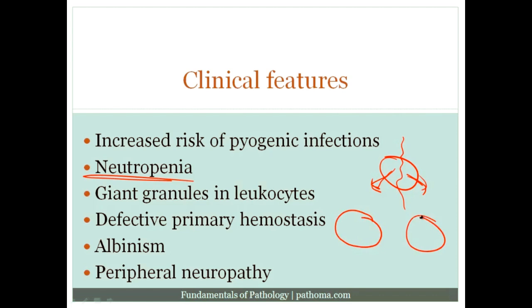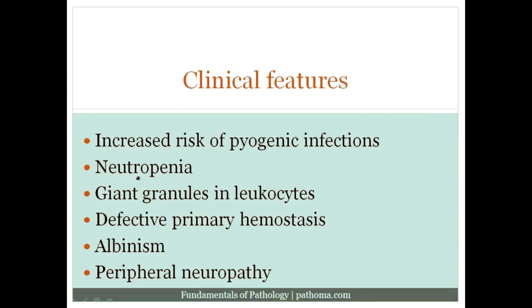However, if you're not able to move things around properly, you're not going to be able to divide properly. Therefore, because the neutrophils can't divide properly, there's a defect in generation of neutrophils within the bone marrow, and so these patients get neutropenia.